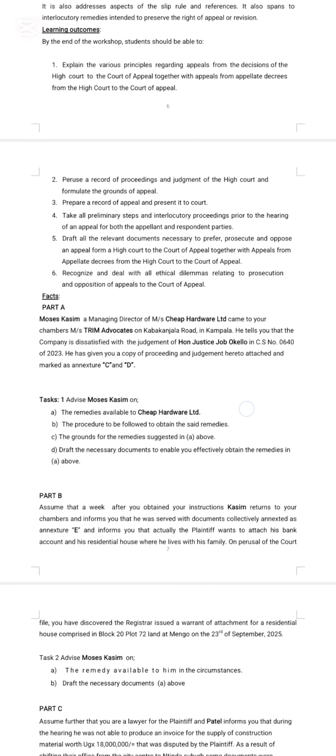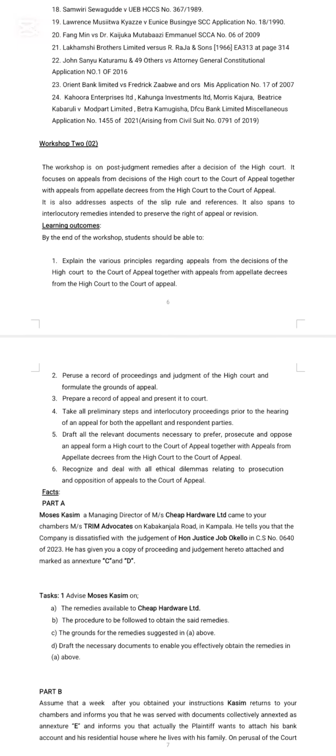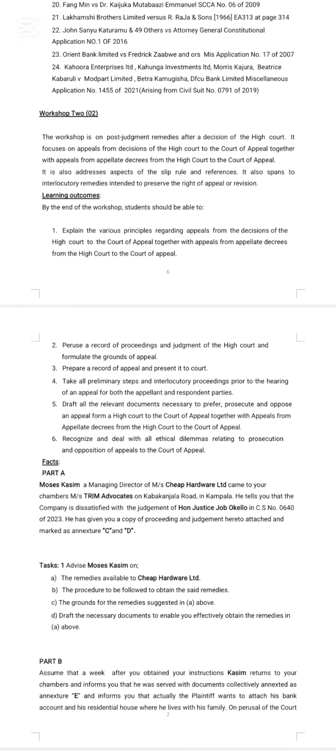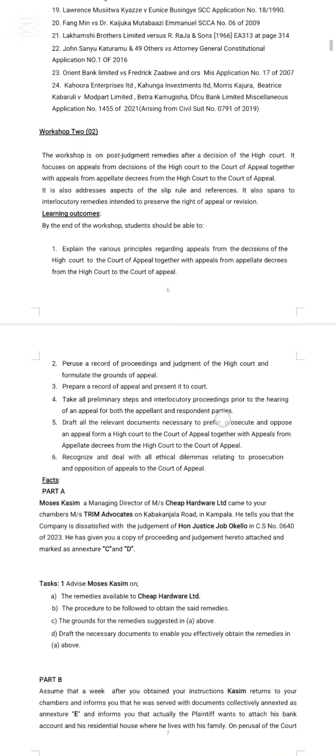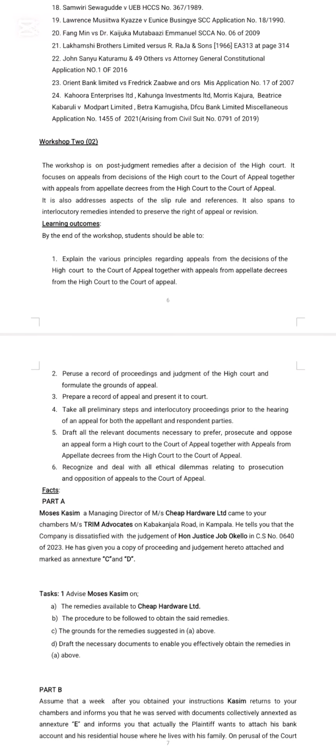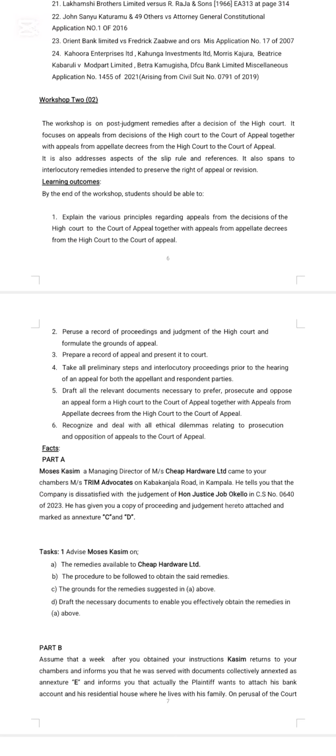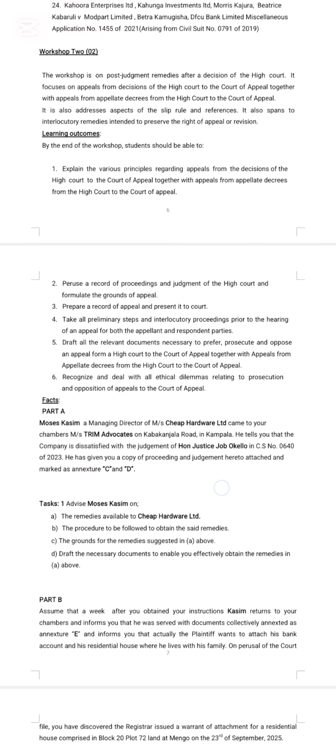workshop 2 briefly. The workshop is on post-judgment remedies after a decision of the High Court. It focuses on appeals from decisions of the High Court to the Court of Appeal, together with appeals from appellate decrees from the High Court to the Court of Appeal. It also addresses aspects of the slip rule and references. It also spans interlocutory remedies, including those to preserve the right of appeal or revision.